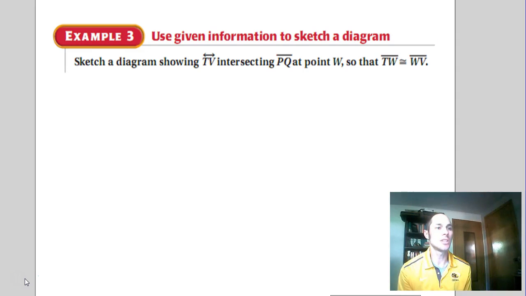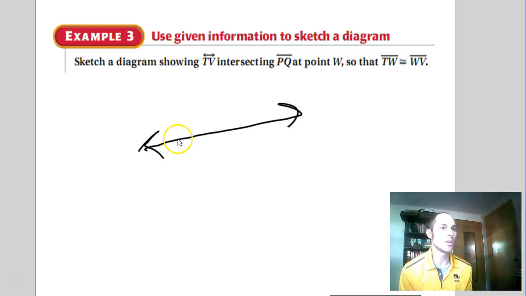Now, if we want to sketch a diagram according to the postulates that we've just looked at, we need to sketch the information that we're given. So it says sketch a diagram showing line TV intersecting segment PQ at point W, so that segment TW is congruent to segment WV.